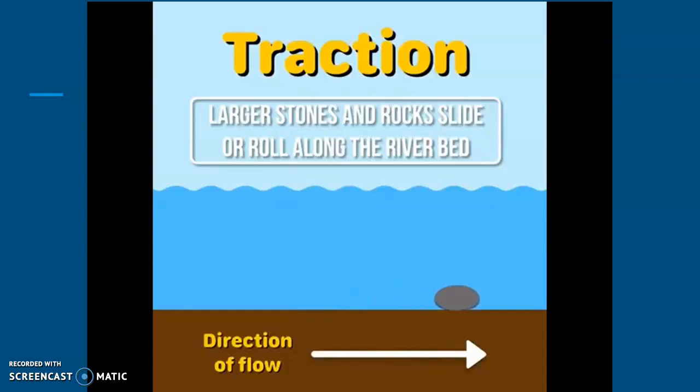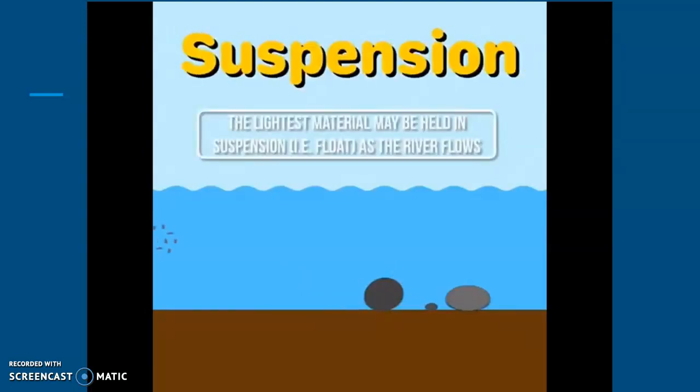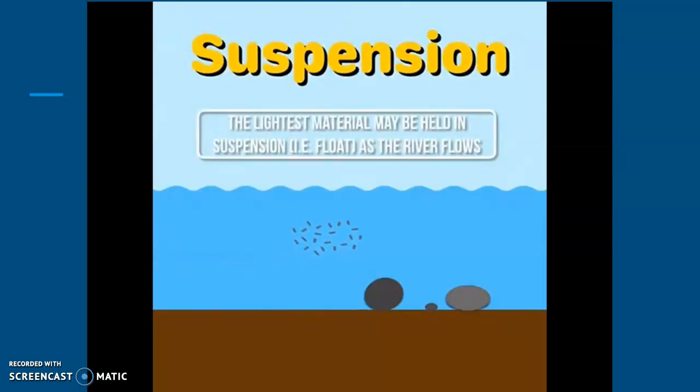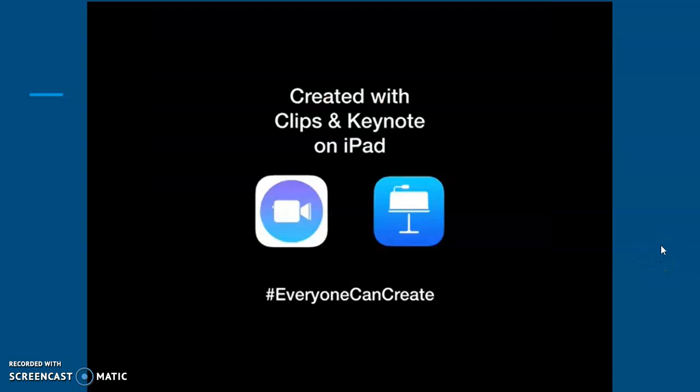So traction, how the rocks are rolled and pushed along the riverbed by the force of the water. Saltation, how they are bounced or skipped pebbles along the riverbed. Suspension, very light particles. And solution, you can't see it, but it's there. Okay, so well done.